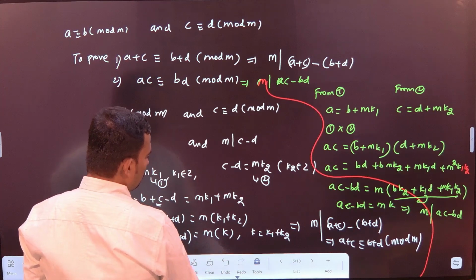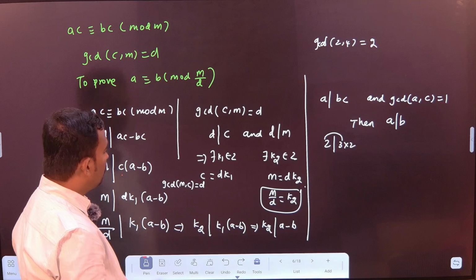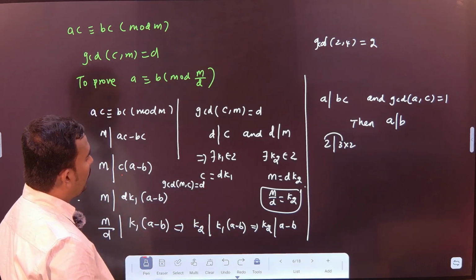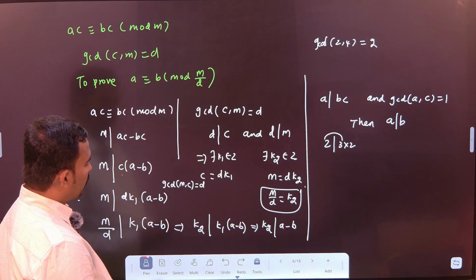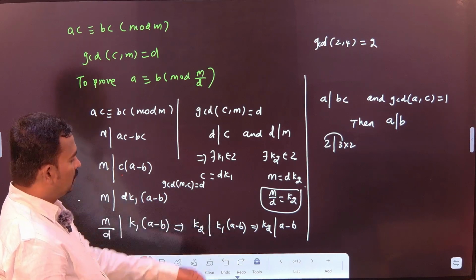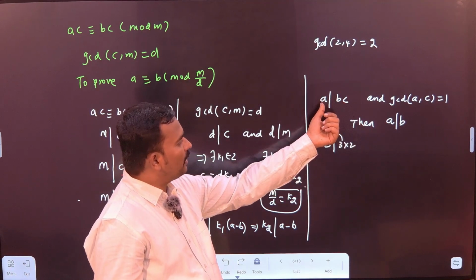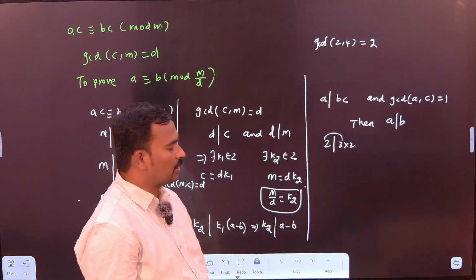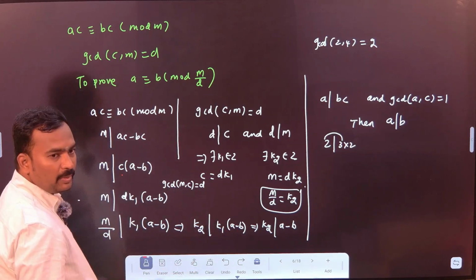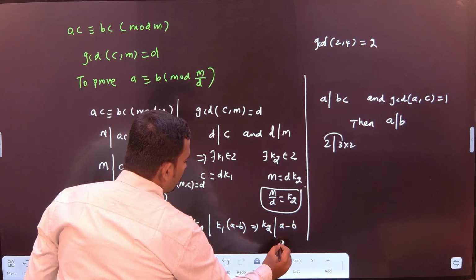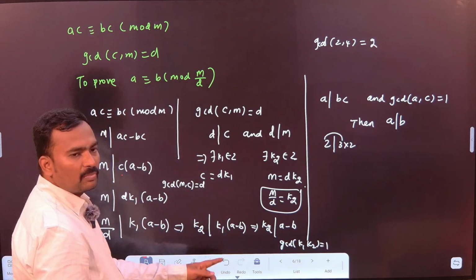K2 should divide A minus B, because you can see K1 and K2 are relatively prime. K1 and K2 are relatively prime, you can say. So you have to remember, if A divides the product of two numbers, it means that A should divide the other number. The same way here, K1 and K2 are any integers. So K2 divides the product of K1 and A minus B, and K1 and K2 are relatively prime, GCD of K1 and K2 is equal to 1. We can say that K2 should divide the other number A minus B.